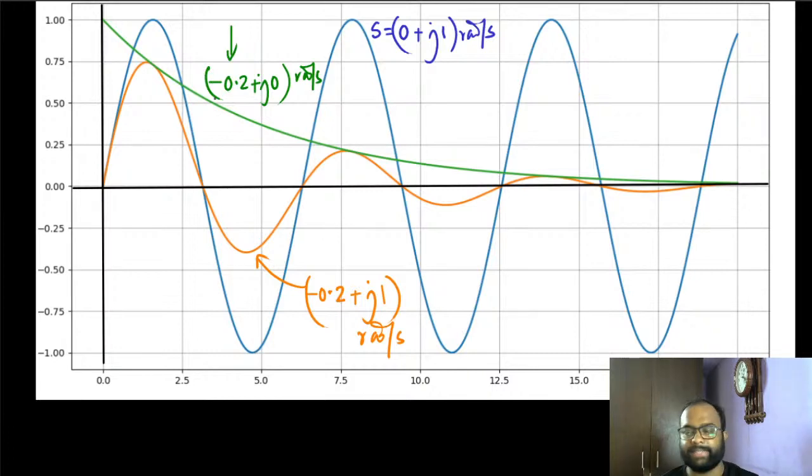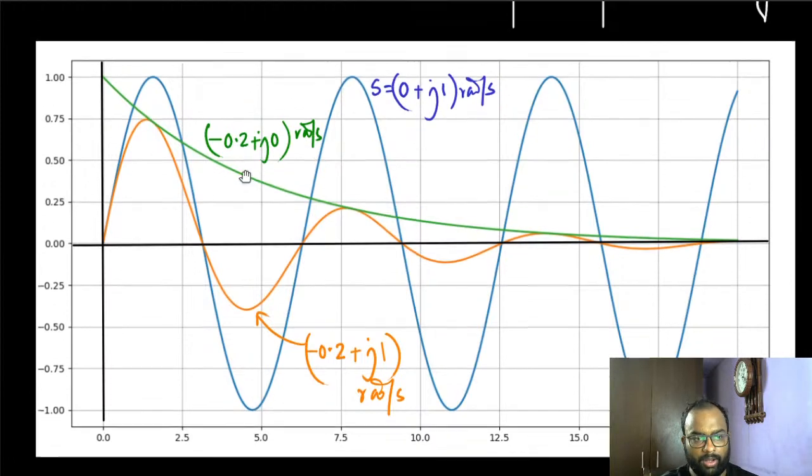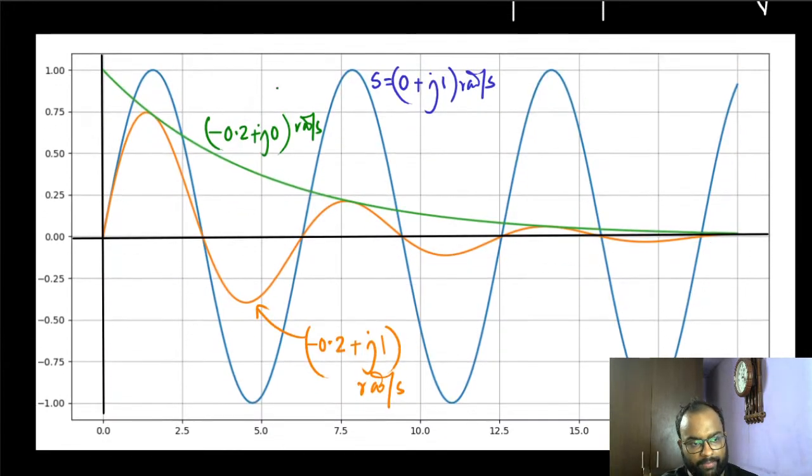So the real part shows us the decay or the growth, and this is showing us the repeating nature. So this one is both decaying as well as repeating, so it has both terms. This one is only repeating, not decaying, so it has a 0 part for that. Let me just show you another example before I end this discussion.